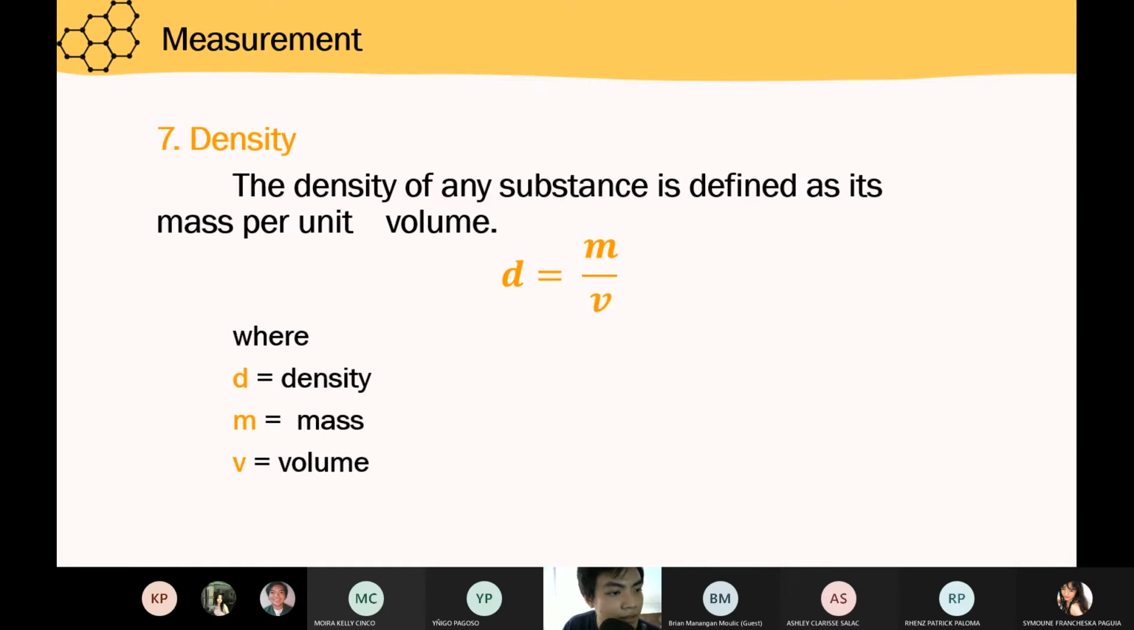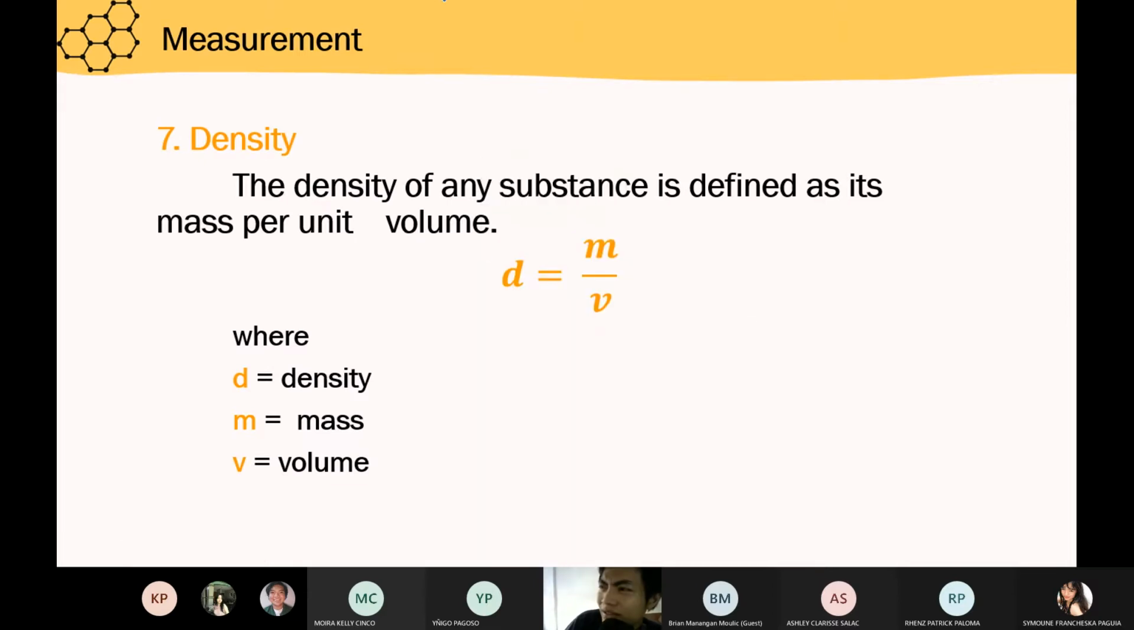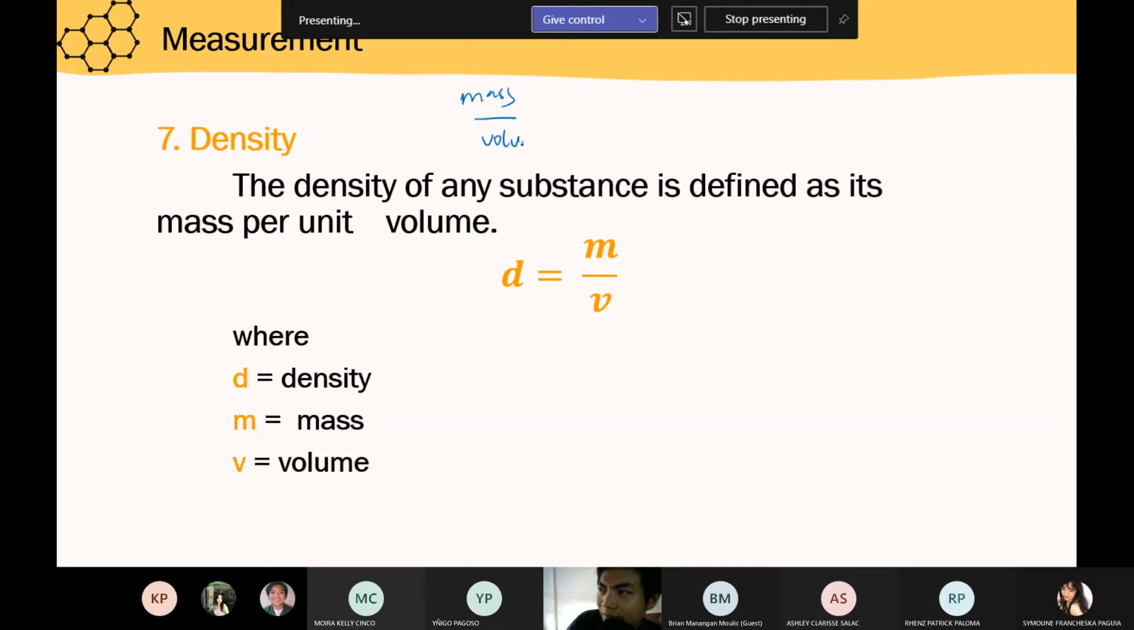Okay, next one is the density. No? So pag sinabing density naman, this is the ratio of mass and volume. So this is the ratio of mass and the volume. For metric system, mass is usually expressed in grams, no? And the volume, that's usually represented in liters, no? Kapag metric. However, in chemistry, we don't use liter. Rather, we use the milliliter. So, instead of using liters, we instead use the milliliters.